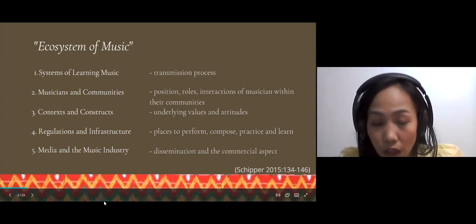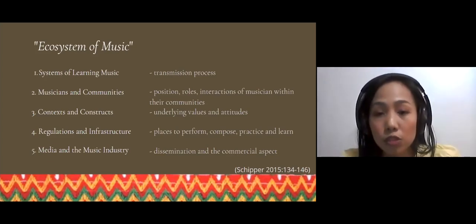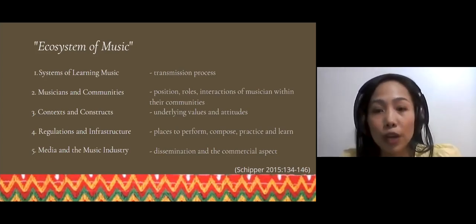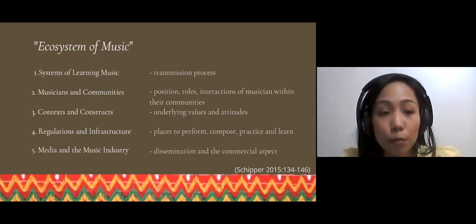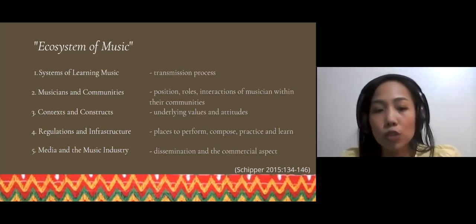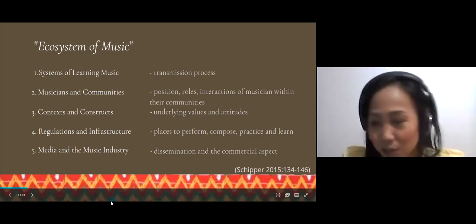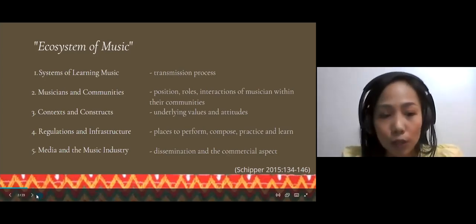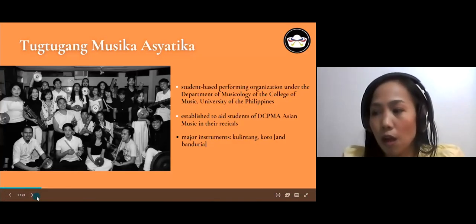and then the regulations and infrastructure, which is like the hardware, concerned with where they perform or compose, where they practice and learn, and then the media and music industry, which tackles the dissemination or commercialization of their music. So, looking into Tugma, let me introduce you a little bit about Tugma.